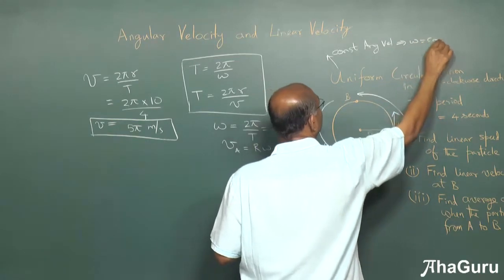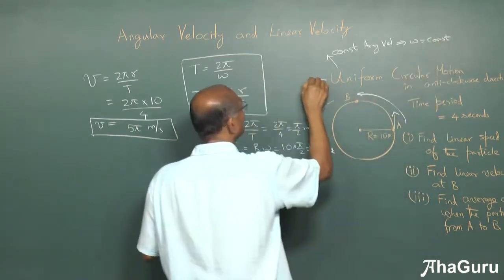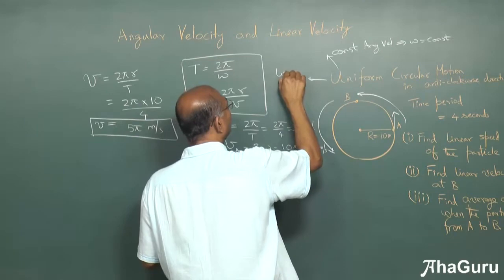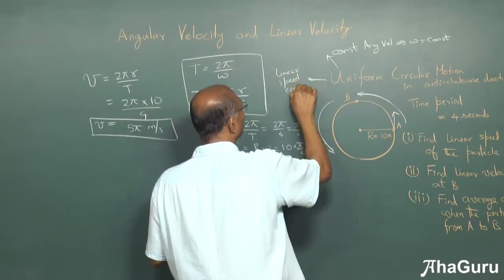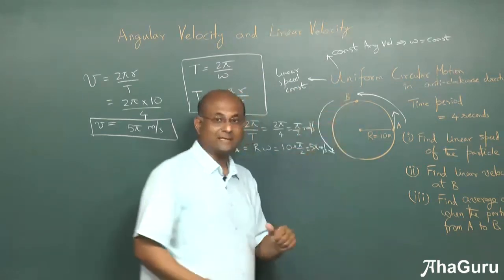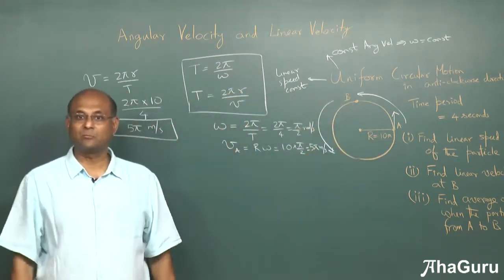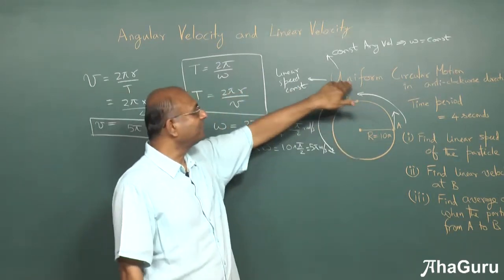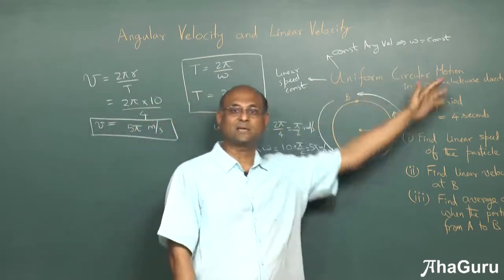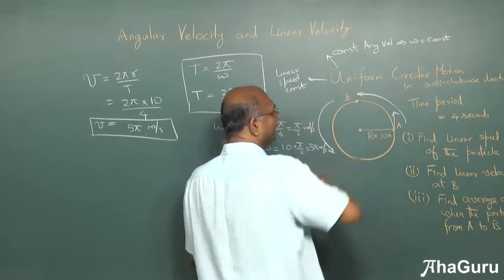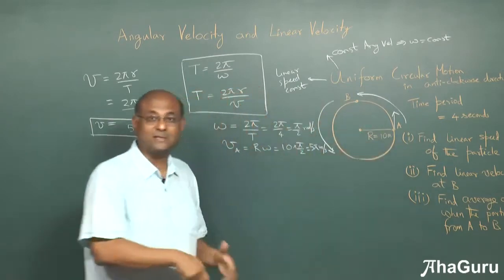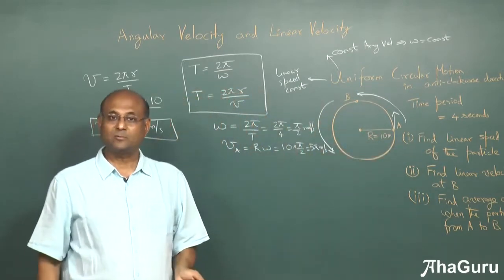Omega is a constant. You can also think of it as linear speed is a constant. So sometimes people write this as uniform speed circular motion. But we can also think of it as uniform angular velocity circular motion. Now, when you say uniform angular velocity, you're also talking about the sense in which it moves, and that's what people mean when they say uniform circular motion.